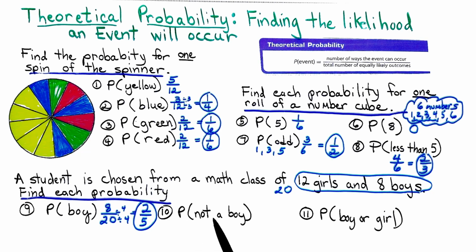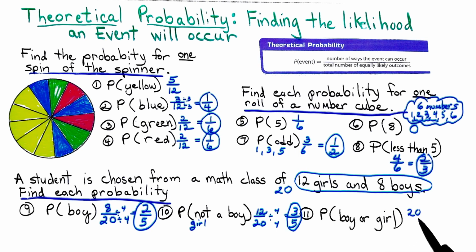What about the probability of not a boy? If it's not a boy, we are talking about a girl. So I'm going to look at the girl information, and that is 12 over 20. Again, I can divide both of them by 4. 12 divided by 4 is 3, and 20 divided by 4 is 5. So we have a 3 in 5 chance of picking a girl because there are more girls in the class. What about the probability of getting a boy or a girl? Well, that's everybody. So that would be 20 out of 20, which is equal to 1. So we have a 100% chance that we would definitely get a boy or a girl from the class.